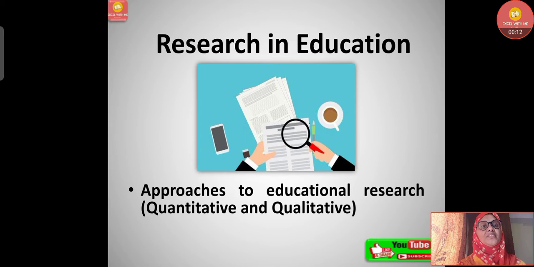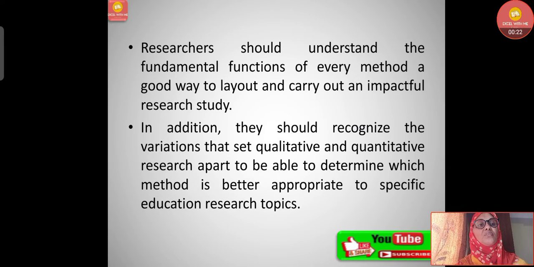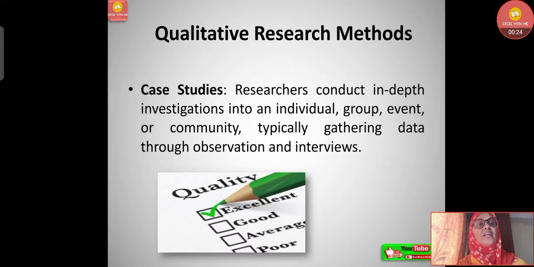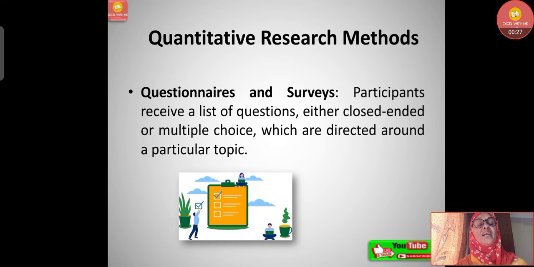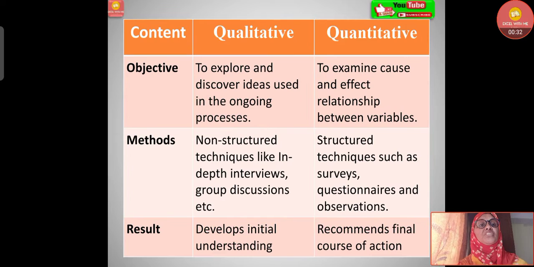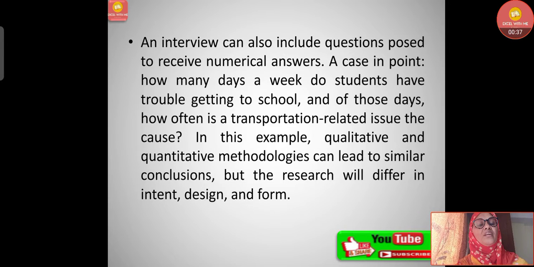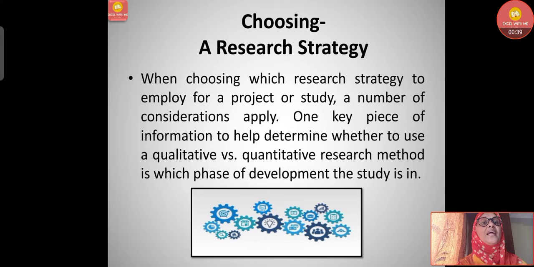Let's start today's class, that is research in education, with the subtopic approaches to educational research. Till now we have understood what is qualitative research and what are the methods of qualitative research, and what is quantitative research and what are the methods of quantitative research, and what are the main differences between qualitative and quantitative research, and the similarities in data collection methods of qualitative and quantitative we have understood. Now let's take up the topic choosing a research strategy. How to choose a research strategy, that we will understand here.